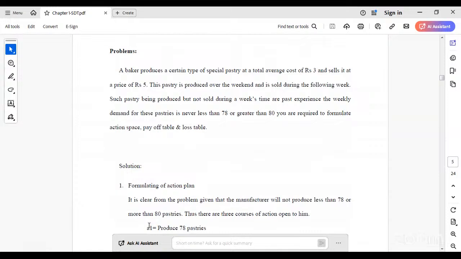Here the cost incurred for producing a pastry is 3 rupees, and he is selling it for 5 rupees. So how many pastries are there? That is 78 and up to 80.